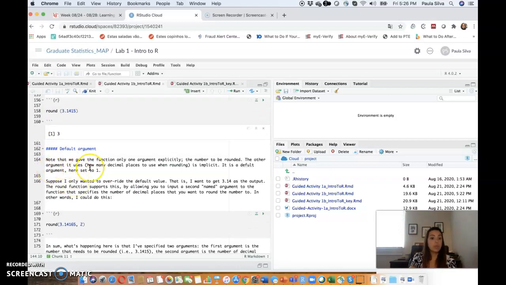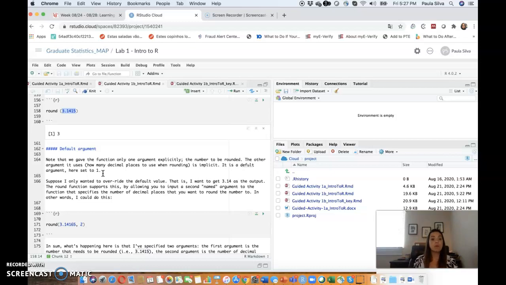Default argument. Note that we gave the function round only one argument explicitly, the number we wanted R to round. The other argument it uses, which is how many decimal places to use when rounding, is implicit. It is a default argument, here set to 1. So if you say nothing, if you just use the round function and provide just one number, the number to be rounded, it will assume by default that the second argument is 1. Meaning round this with just one number, right?